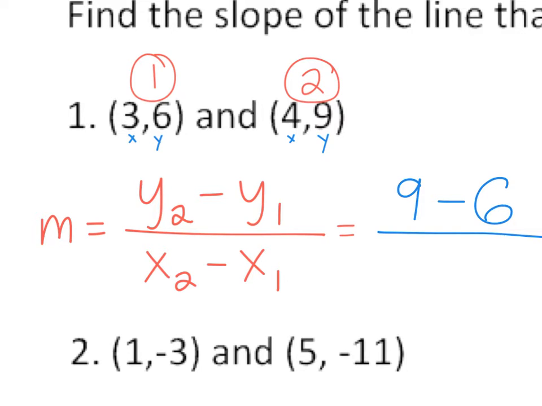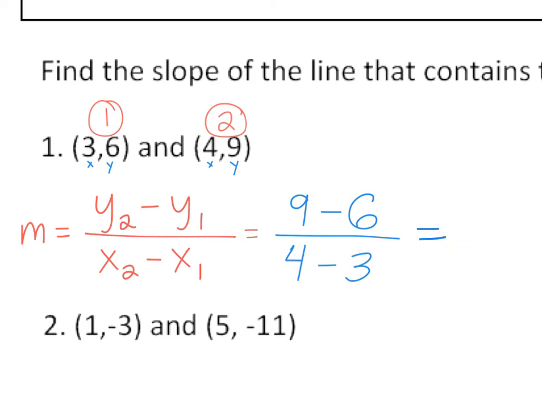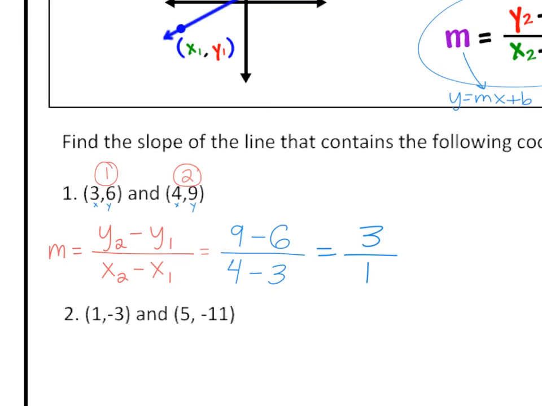Now we move on to our x's on the bottom. Change in x is going to be x2. So the x value from the second point, what is it? 4. Subtract. Then put that next number. X value from the first point? 3. Now we're going to go ahead and just subtract these. What's 9 minus 6? What's 4 minus 3? Now, you can divide this evenly. 3 divided by 1 is 3. So your final answer should be 3.